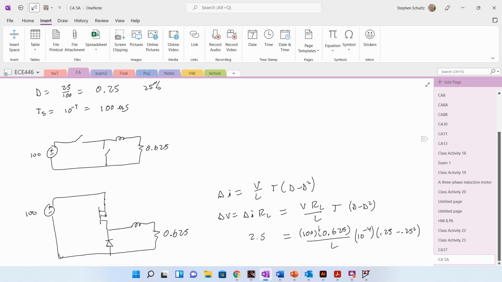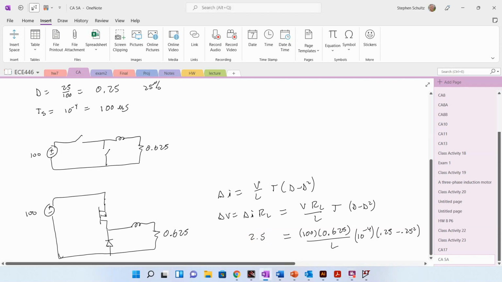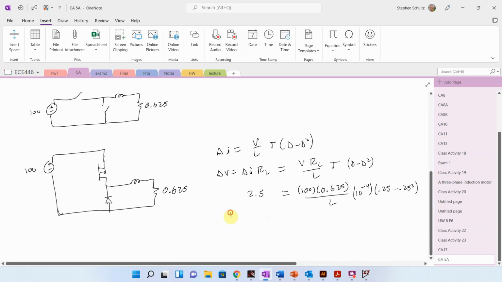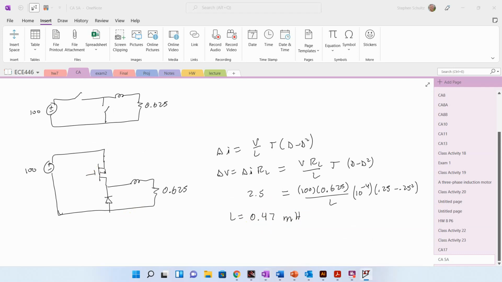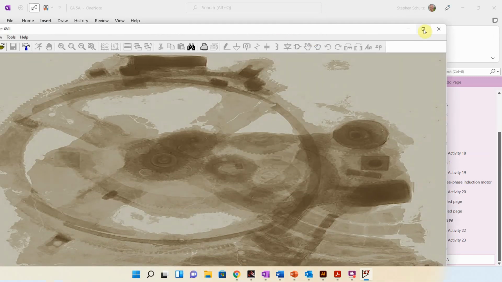Okay, so then we solve that and we get L equal to 0.46, well, we're just going to have to round it, 4.7 millihenries. Okay, so now we're ready to go to LTspice to get all this to work out. So let's open LTspice and build our basic circuit.